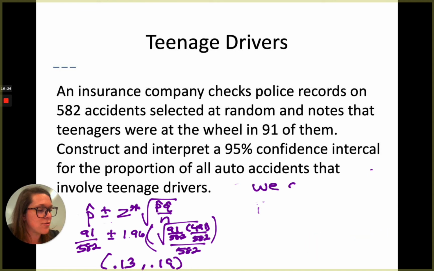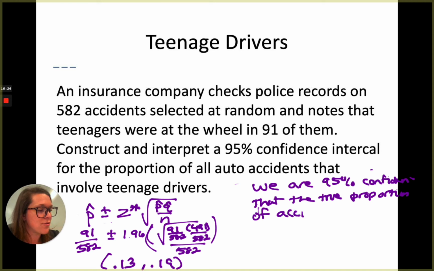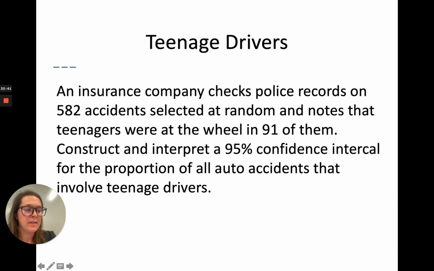So we are 95% confident that the true proportion of accidents involving teens is between 0.13 and 0.19. Okay. All right.